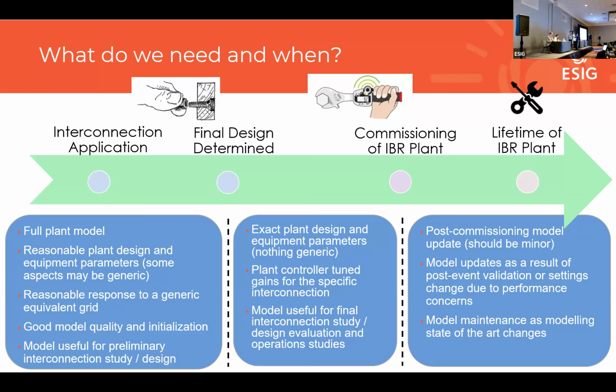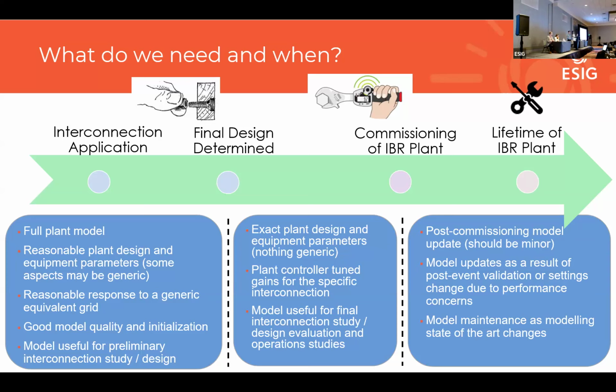So for the initial interconnection, we want to see the full plant model. We want to see a reasonable plant design, and we should note that at this point, some aspects of the design are going to be generic, and it's probably okay for that to be generic. A plant controller, for example, is typically one of the last things, at least in my experience, that gets decided. And so we often see generic plant controllers at the interconnection application phase, and that's usually okay.